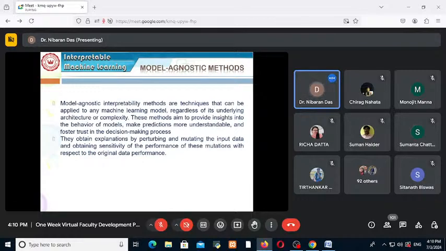But in model specific approaches you could not do that, because whenever you are getting a system, you do not know which system is used and how many parameters are there, and the manufacturers or developers could not share the details of that. In that case, how would you define the explainability? Here, they obtain explanation by perturbing or mutating the input data and obtaining the sensitivity of the performance to this mutation with respect to the original data performance.